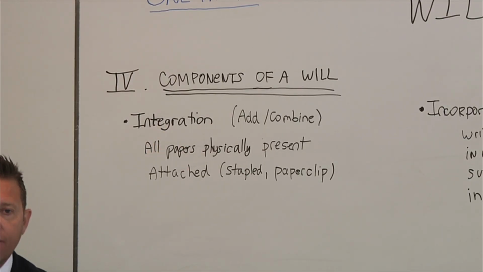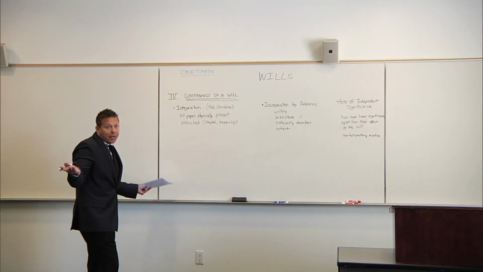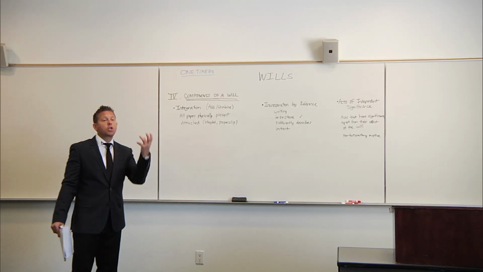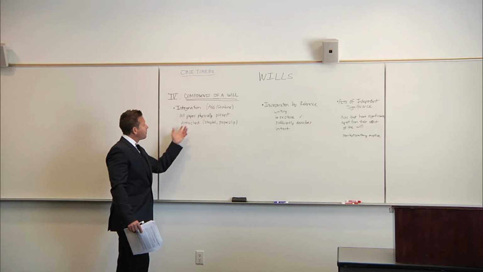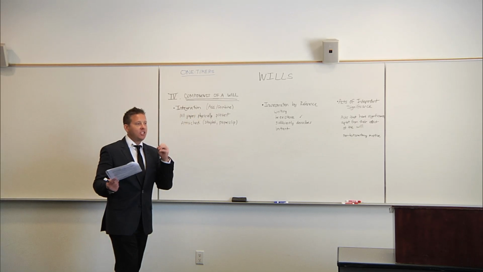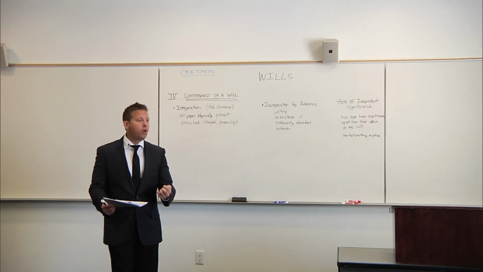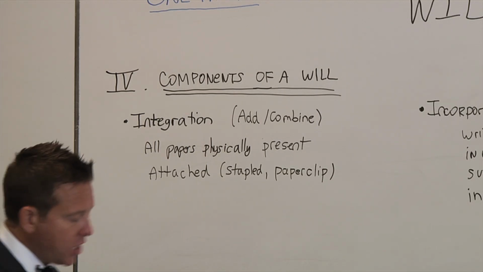You just integrated everything. You pretty much collected everything and put it all together and said, this is all mine right here. This is my will. And it doesn't have to be pretty as long as it can be probated. That's all we care about. Can the court discern what the testator intended? So if all the papers are physically present and somehow they're attached or combined, and as long as they show some kind of unity, that's the doctrine of integration. Very simple concept. Next one.